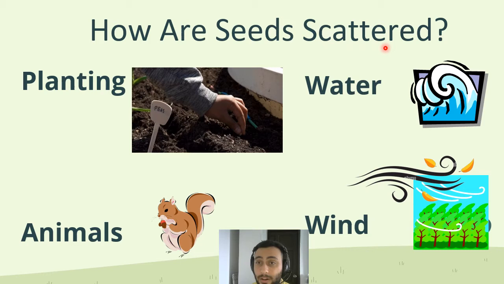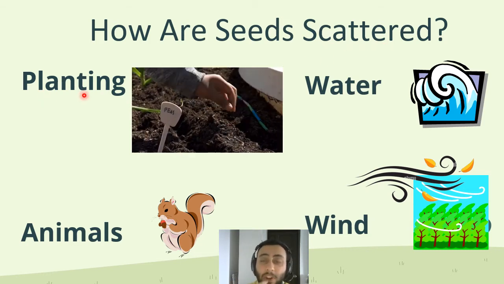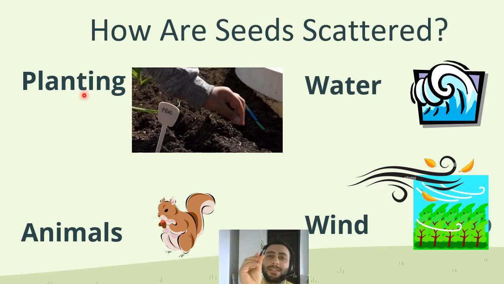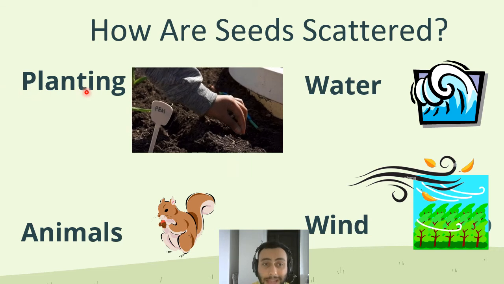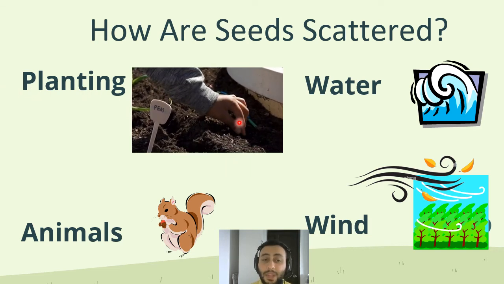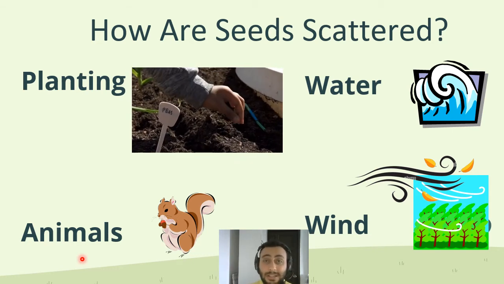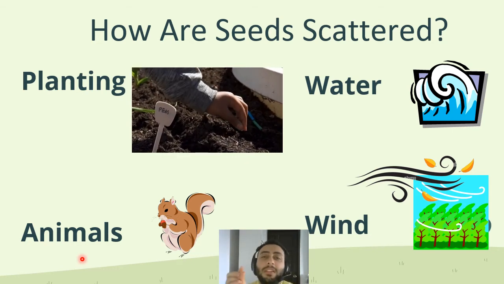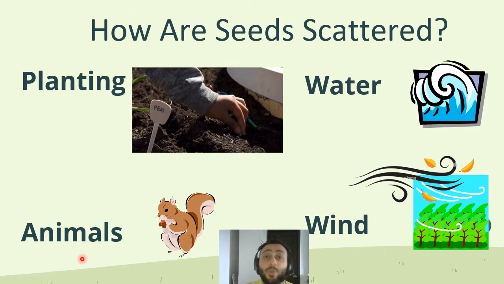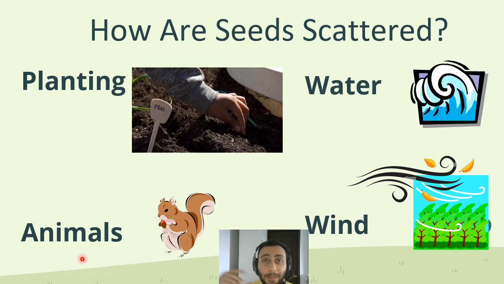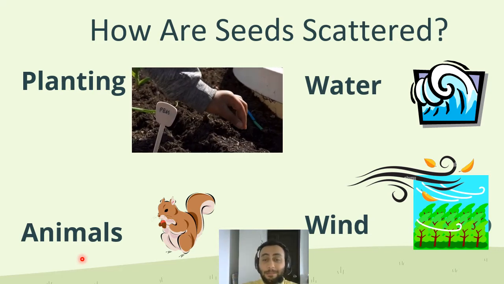Seeds are scattered by planting. We humans, for example, you eat an orange. Oh, there is a seed. You can plant the seed. You can do planting like this one. Animals also scatter seeds. They eat, but they don't eat like us, so seeds fall down. Or sometimes they eat it and they poop it out. So they scatter the seed.